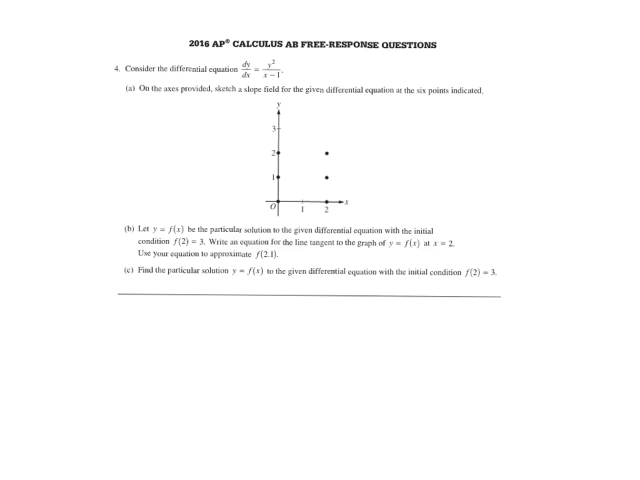The most recent year that had a slope field question was actually 2016. So you can tell that it's a slope field problem based on the fact that it has a graph that looks like this and a differential equation. Question A says, on the axes provided, sketch a slope field for the given differential equation at the 6 points indicated, so where all of these dots are. We need to basically draw all those little line segments indicating a possible slope.